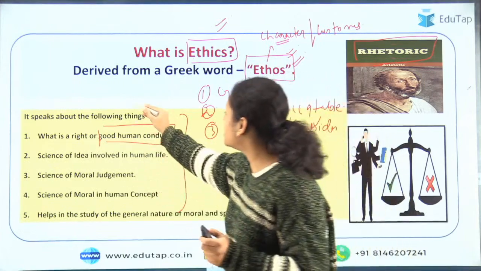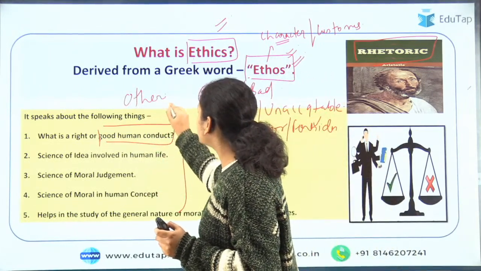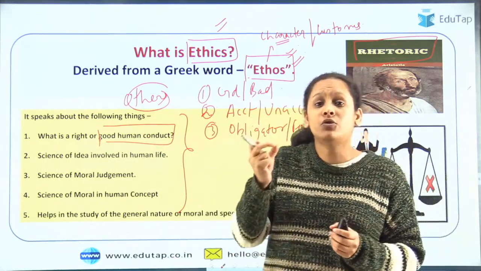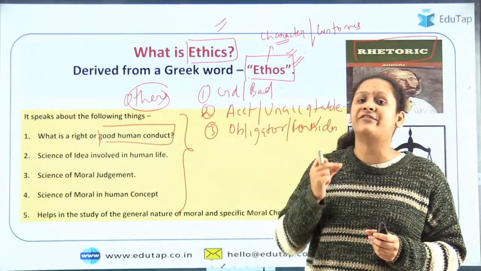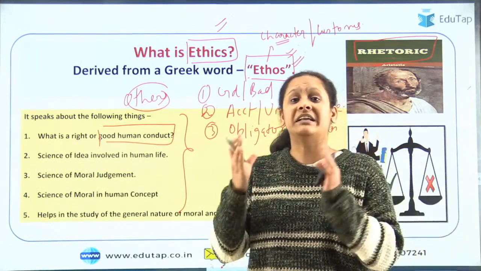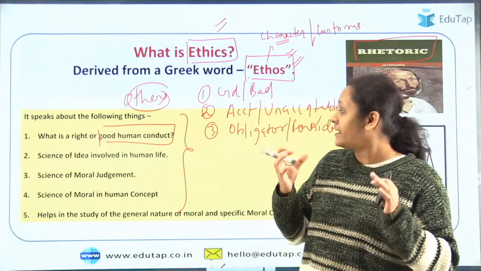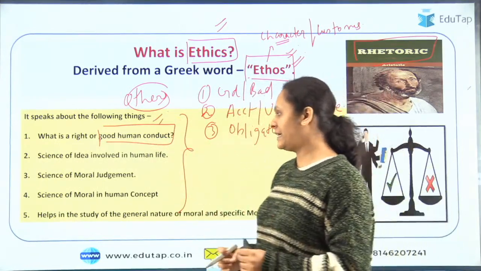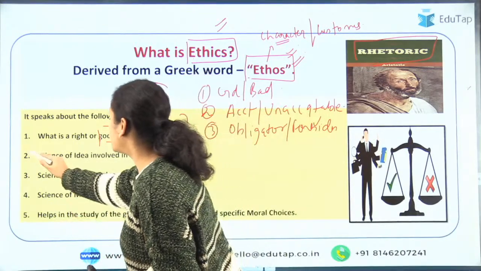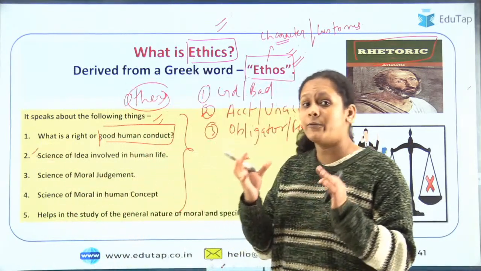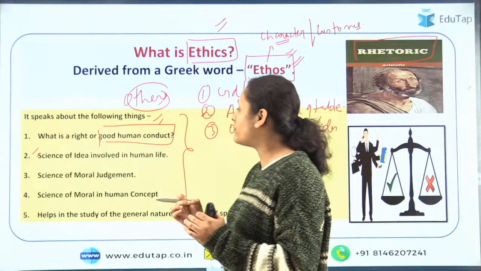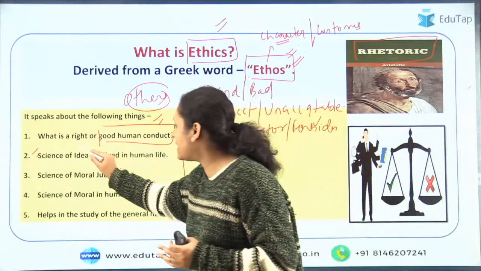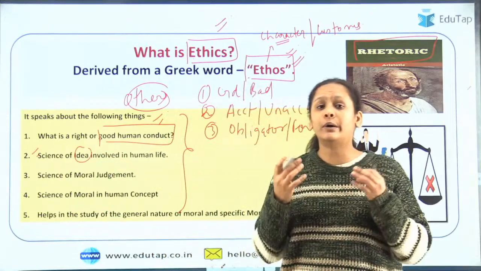And when I say others, who are these others? These others are the stakeholders. Now, who are the stakeholders? Those people who would be directly affected by my action, whether directly or indirectly. All those things come under the ambit of good human conduct. Now, the second thing which you can think of when I say ethics is that it is the science of ideals involved in human life. See, when I say ideal, what do I mean?